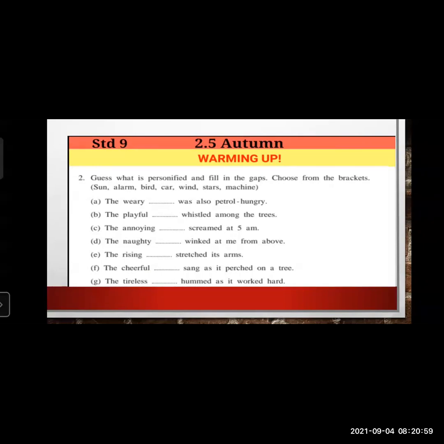The first sentence is, the wavy dash dash was also petrol hungry. The second, the playful dash dash whistled among the trees. Next, the annoying dash dash screamed at 5 a.m. Next, the naughty dash dash winked at me from above. E, the rising dash dash stretched its arms. Next, the cheerful dash dash sang as it perched on a tree. And the last, the tireless dash dash hummed as it worked hard. So we have to fill up the gaps with the personified things the poet has given us.